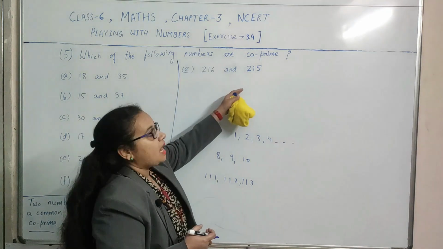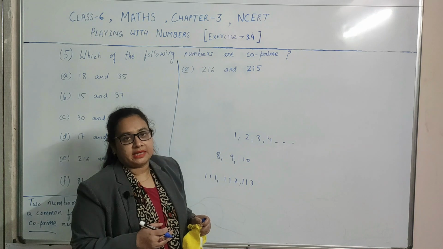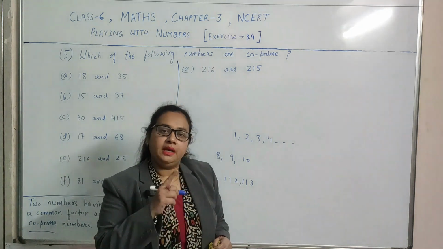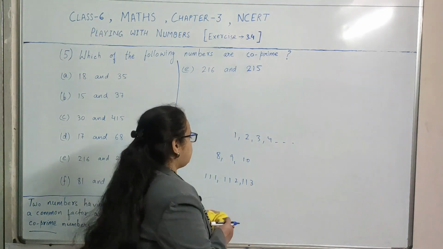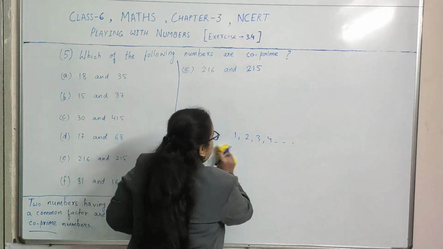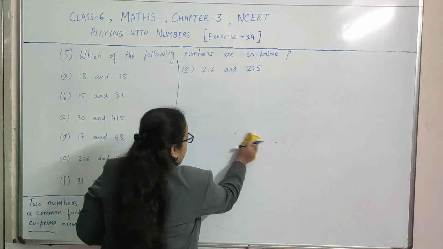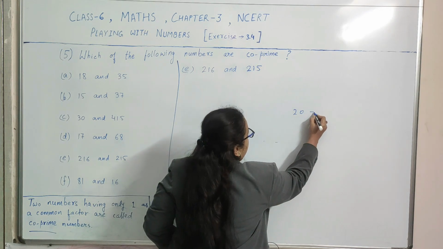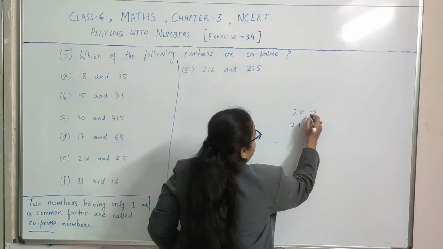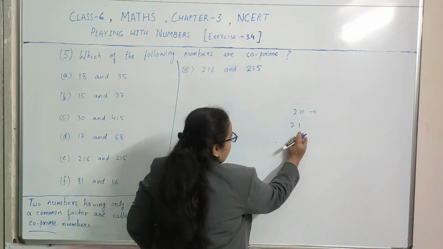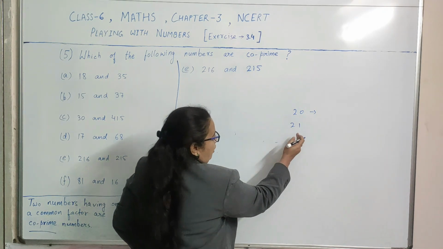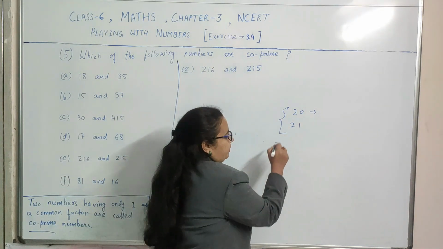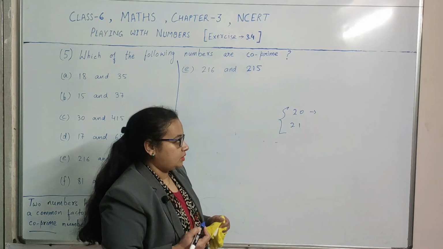So if two numbers are consecutive, we can directly say that the numbers are coprime. It means the common factor between them will always be 1. Let us check it with a small example like 20 and 21. So what will be the factors? These are consecutive numbers because they follow each other, one after the other, and they will also be coprime numbers because they are consecutive.